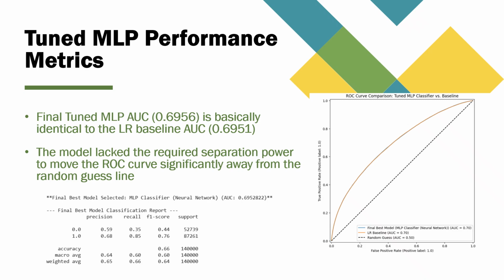The ROC curve for the final tuned MLP overlaps entirely with the LR baseline. This visually confirms that the optimization process failed, and it makes it clear that the model lacked any true separation power and failed to move the curve away from the random guess line.